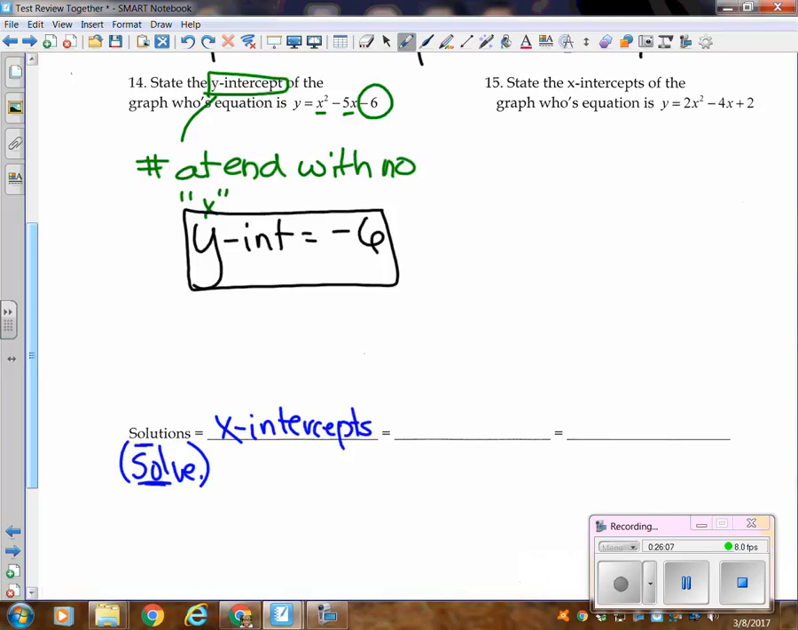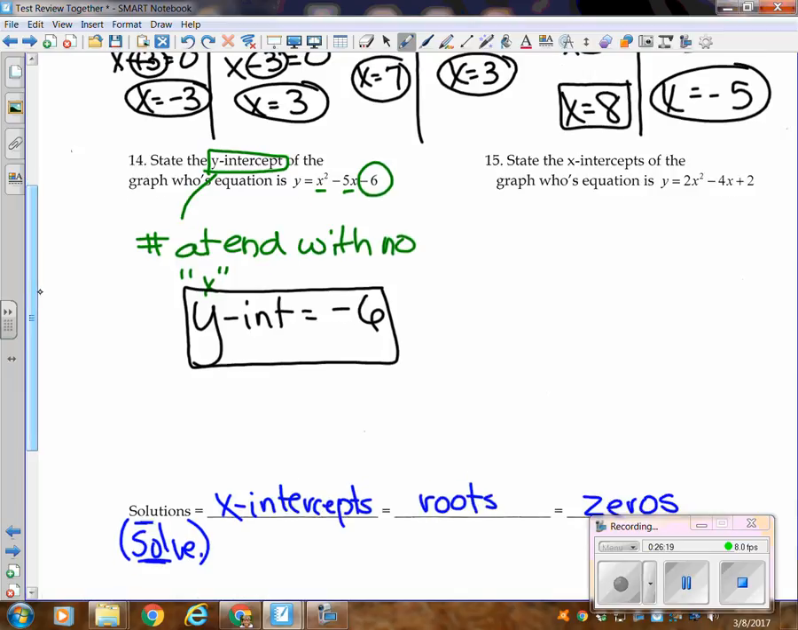Those are the same thing as what we call roots of the equation. Some textbooks really like the phrase roots. And we're always going to be setting it equal to 0, so they're called zeros. They're the things that make the equation become 0.